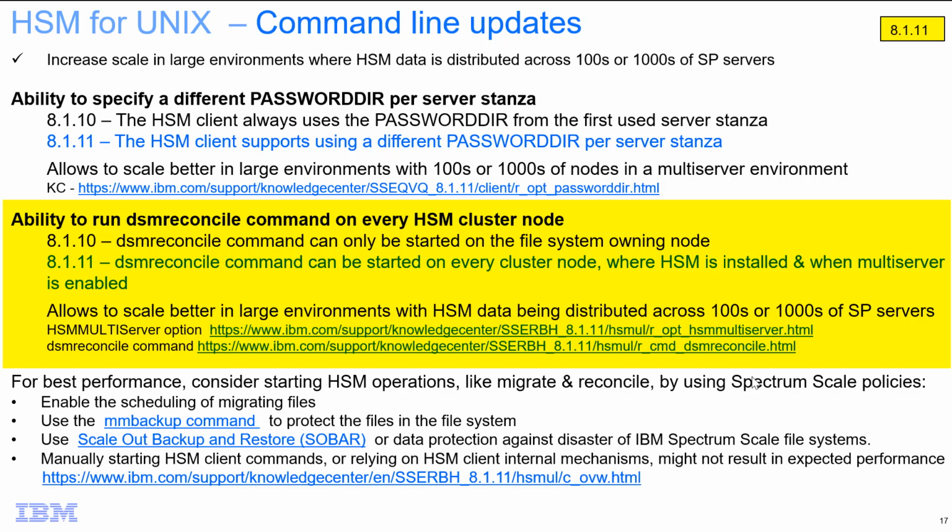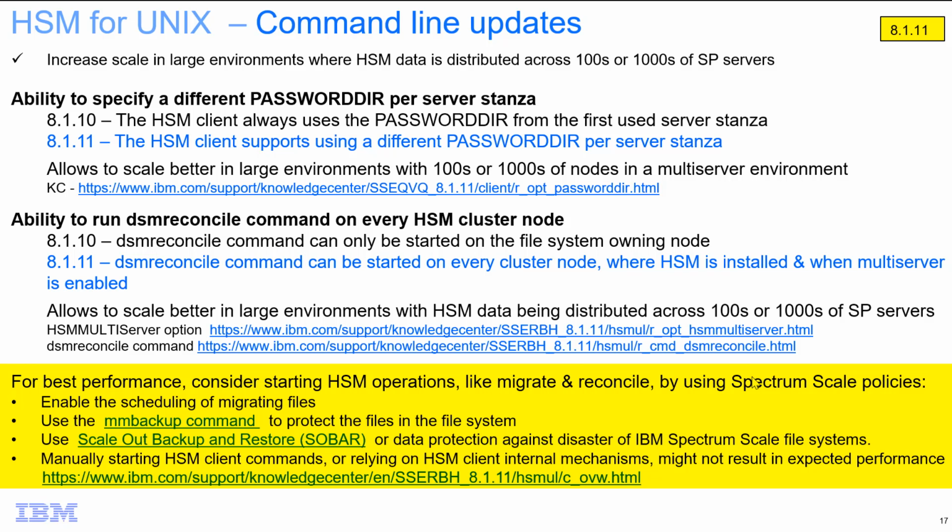We also have the ability to run the DSM reconcile command on every HSM cluster. Back in 8.1.10, the DSM reconcile command could only be started on the file system owning the node. And now in 8.1.11, the DSM reconcile command can be started on every cluster node where HSM is installed and when multi-server is enabled. So this is really going to help us scale better in large environments where HSM is being distributed across these hundreds or thousands of Spectrum Protect servers.